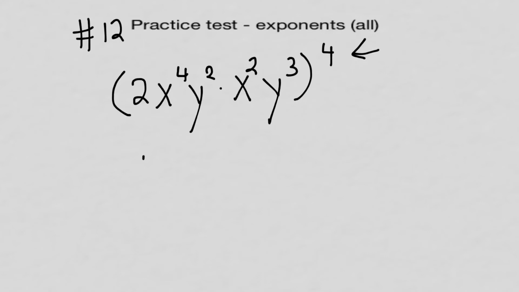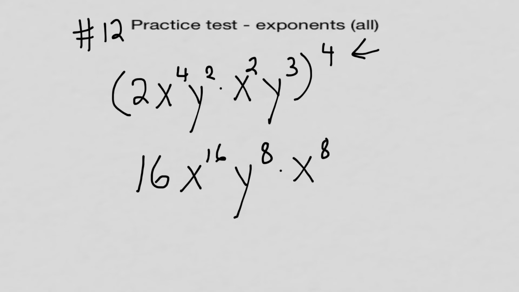2 to the 4th is going to give me 16. X to the 4th is going to give me x to the 16th. Y to the 2nd to the 4th, just multiply exponents. That gives me the 8th. X to the 2nd to the 4th, that's going to give me x to the 8th. Then finally, y cubed to the 4th is going to give me y to the 12th.